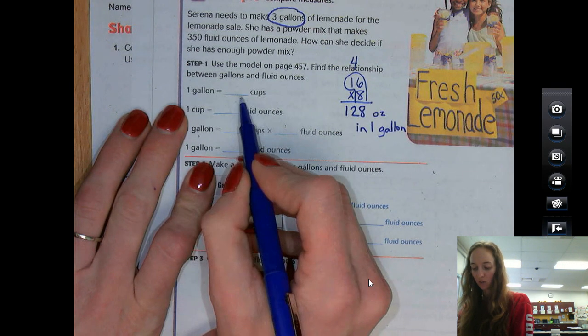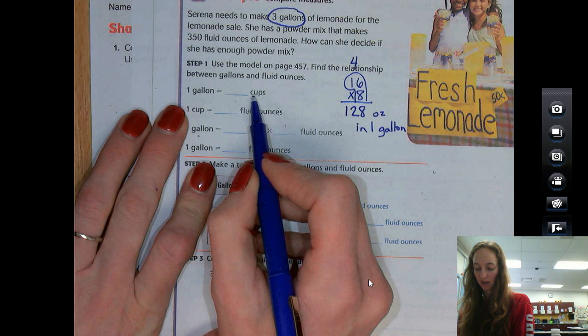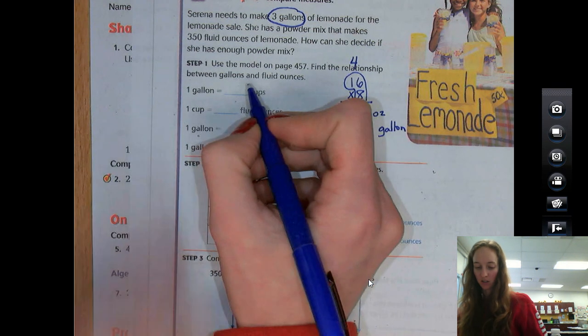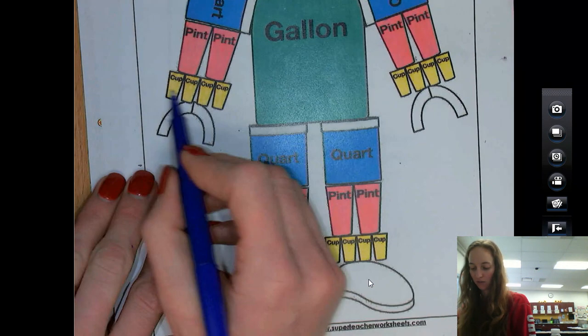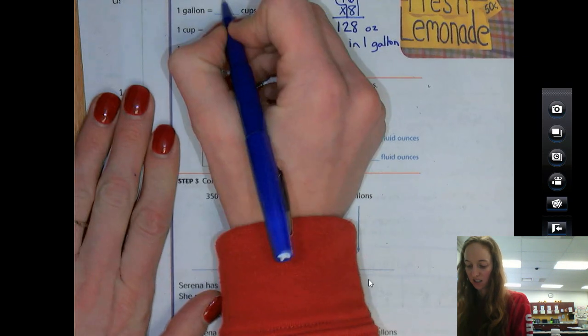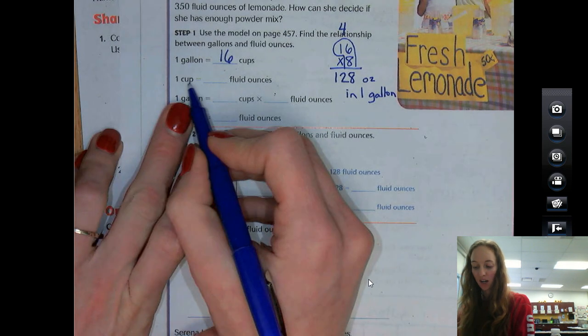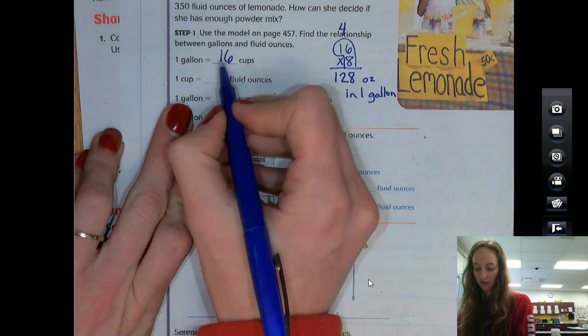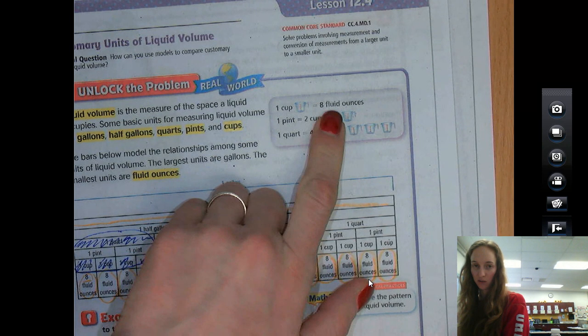1 gallon equals blank cups. How many cups are in a gallon? Look at your gallon man. 1 gallon. 4, 8, 12, 16. 1 gallon equals 16 cups. In 1 cup is how many fluid ounces? That would be 8. Remember over here it showed us that. 1 cup equals 8 fluid ounces.